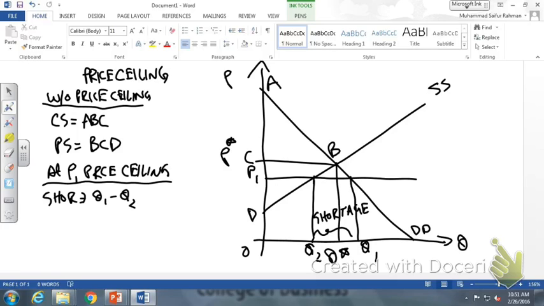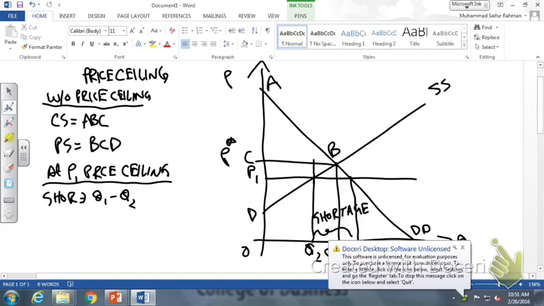So the producer or the landlord will tell the tenant that, look, I cannot ask anything more than P1 legally, but if you pay me something extra, I'm going to give this apartment to you. How much you will pay me will be determined by how much you are willing to pay, which is P2.